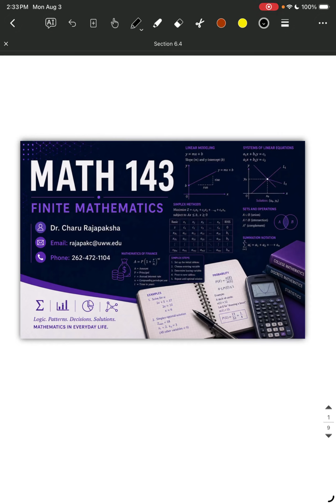Back to Math 143, Finite Mathematics. In our previous lecture, we studied the multiplication principle. We learned that when a process has several stages, we multiply the number of choices at each stage to find the total number of possible outcomes. Today, we will study two closely related counting methods. The first one is permutation and the second one is combination.